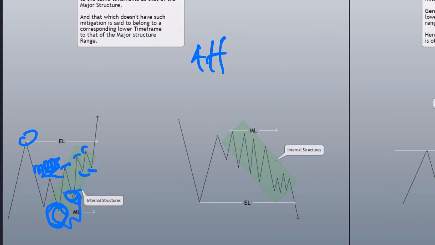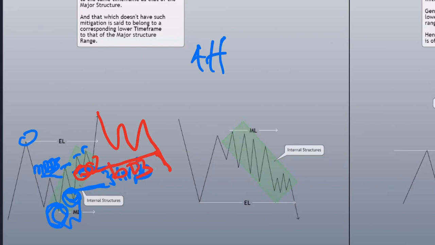However, we will notice that there is some distance between this third one and the previous internal structure. Hence, there probably exists an imbalance between them. Therefore, these ones here do not carry the same degree as these. Hence, we can give it another degree of, let's say, orange. So that is what internal structure differences and mitigation mean. Price breaking the orange structure does not necessarily affirm a break of structure.